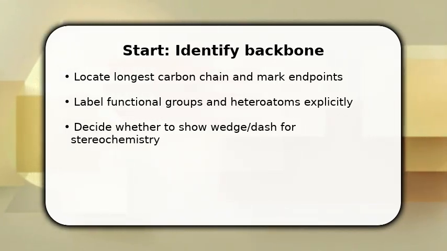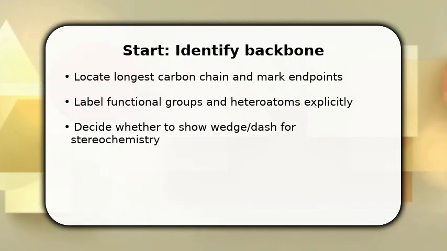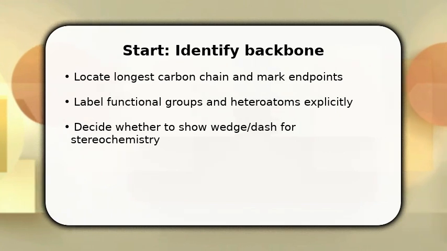Start sketching zigzag lines for the backbone, 120 degrees angles for sp2 where applicable, and straight single bonds for sp3. Make sure to position major functional groups on the correct numbered carbon, so the structure matches the name.